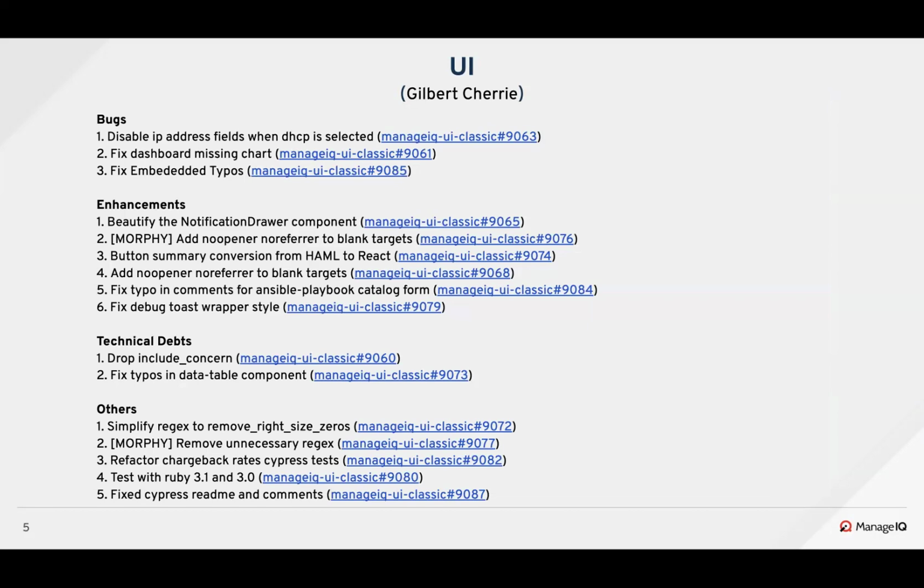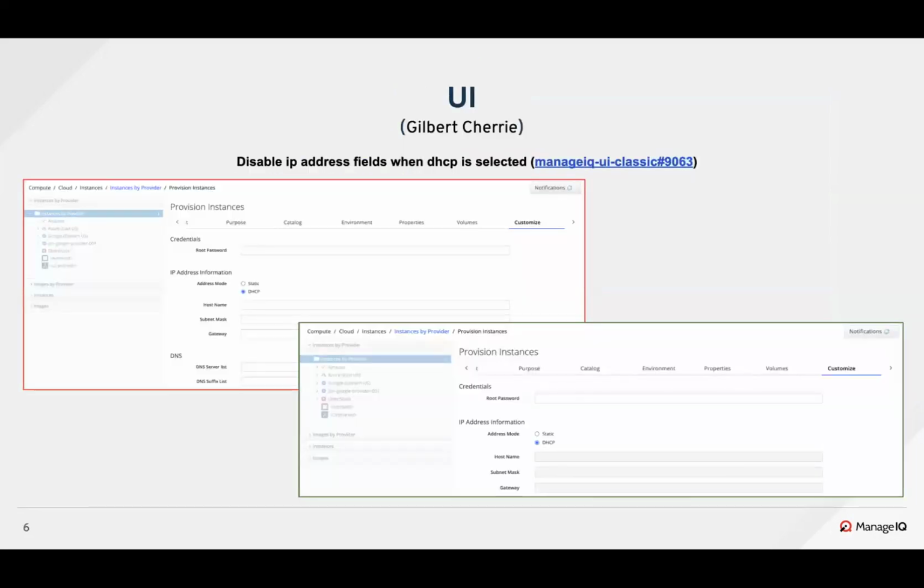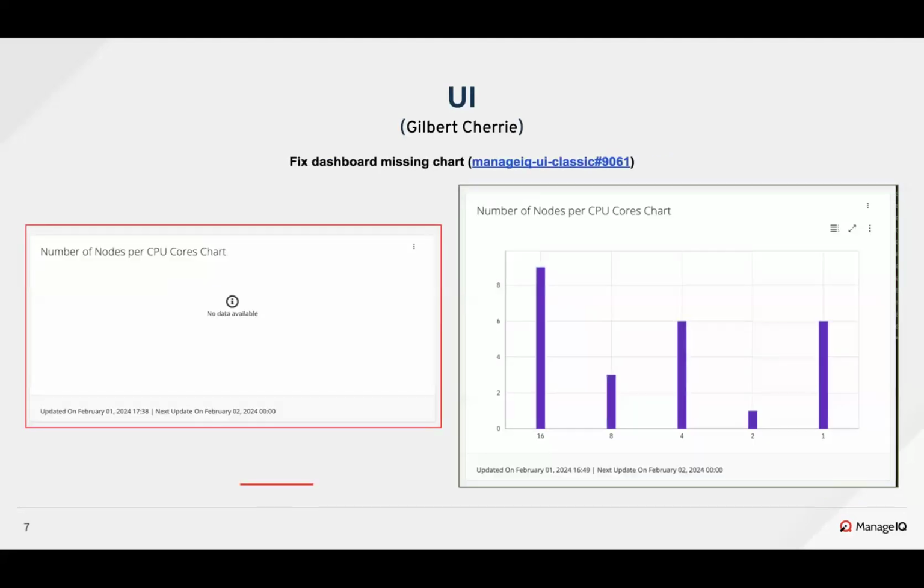All right, so these are all the UI PRs made in the sprint. We had 3 bug fixes, 6 enhancements, 2 technical debts, and then 5 others. So the first PR was to update this form so that the hostname, subnet mask, and gateway fields would become non-editable and only readable when DHCP is selected. The next PR fixed a bug where the number of nodes per CPU cores chart was not rendering even though the data was available. Next slide.